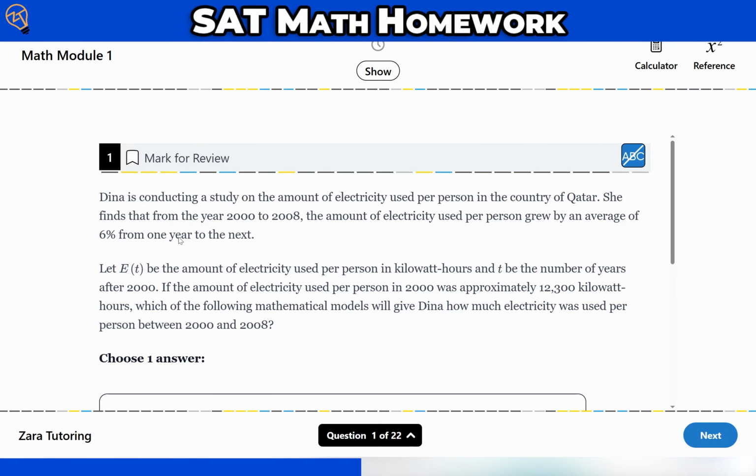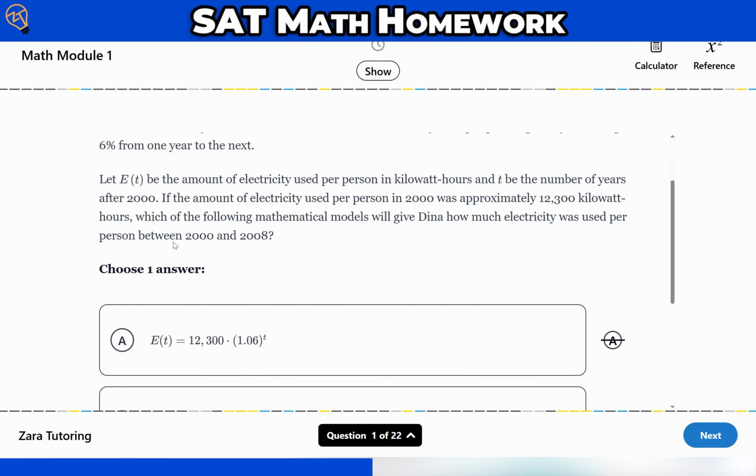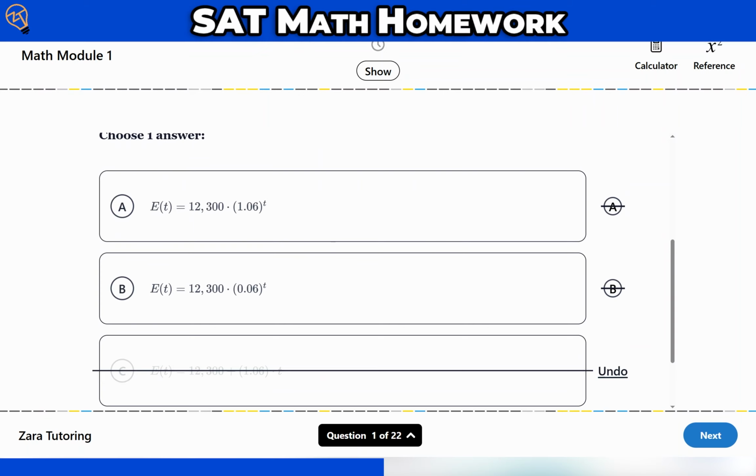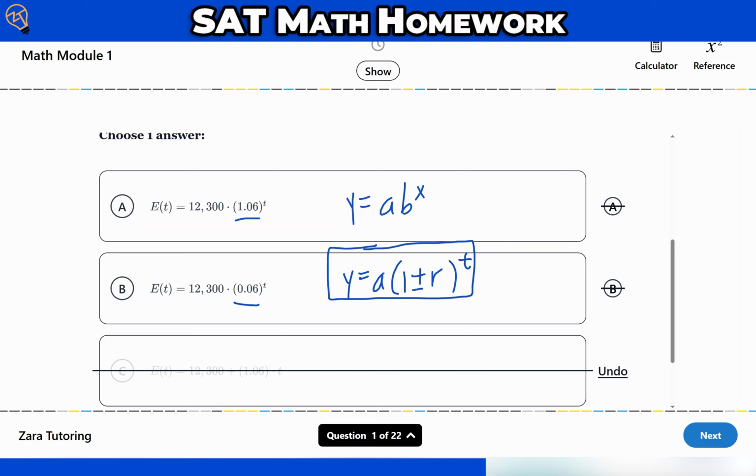And because they're talking about growing by 6%, that helps us to determine what's going to be inside the parentheses because the model is y equals a times b to the x for exponential. And more specifically, you'll see that the growth or decay rate is always either 1 plus the rate or 1 minus the rate. And then this is usually to the t. So this is kind of like the real life application of exponential growth or decay.